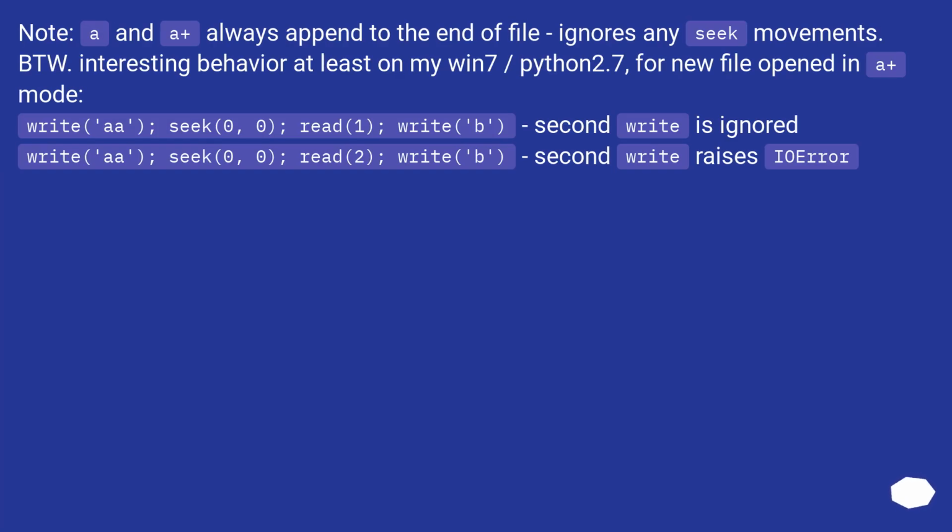Note, A and A+ always append to the end of file, ignoring any seek movements. BTW, interesting behavior, at least on my Win 7, Python 2.7, for a new file opened in A+ mode. Write A, seek 0, 0, read 1, write B: the second write is ignored. Write A, seek 0, 0, read 2, write B: the second write raises an EOF error.